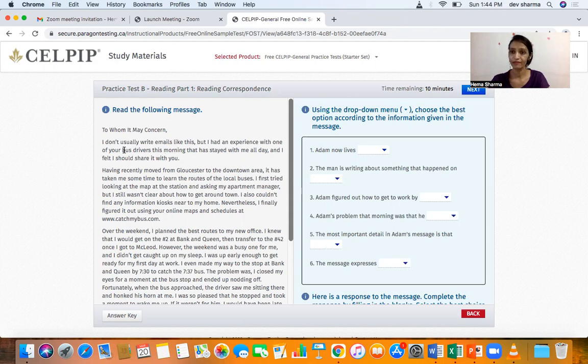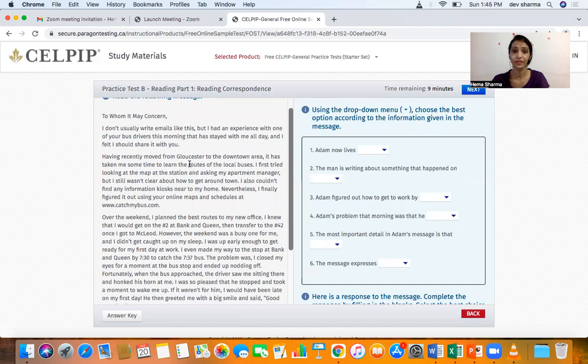Now let's begin reading the passage. To whom it may concern. I don't usually write emails like this, but I had an experience with one of your bus drivers this morning that has stayed with me all day, and I felt I should share it with you. Simple enough to understand. He's talking about his experience, which can be a positive one or a negative one.